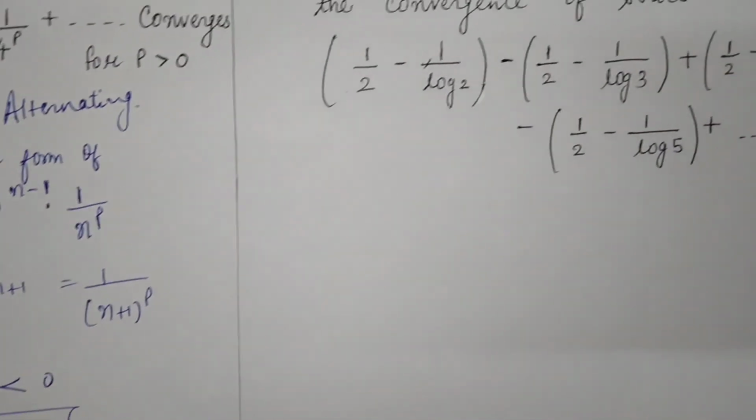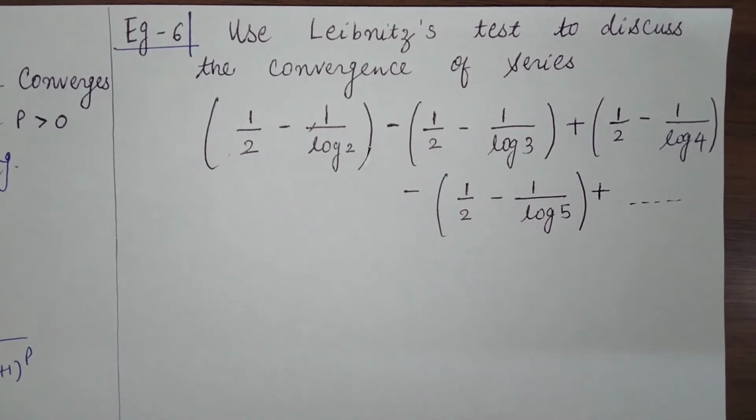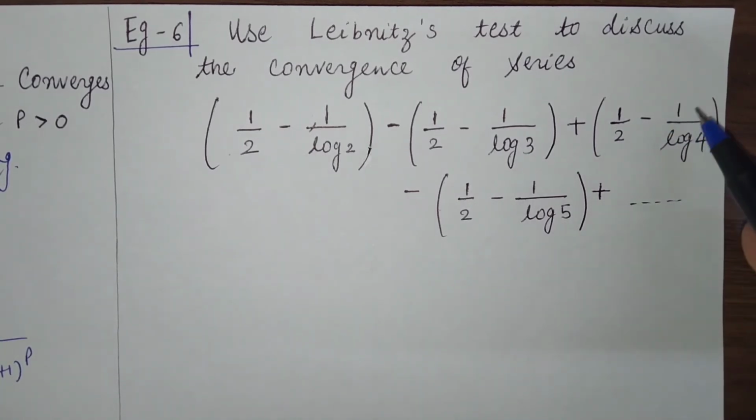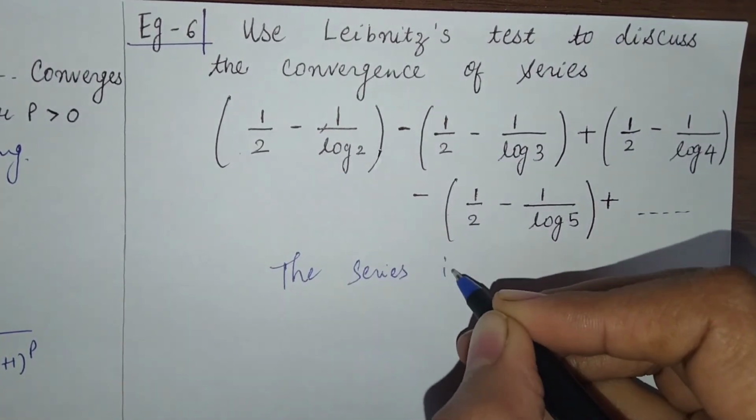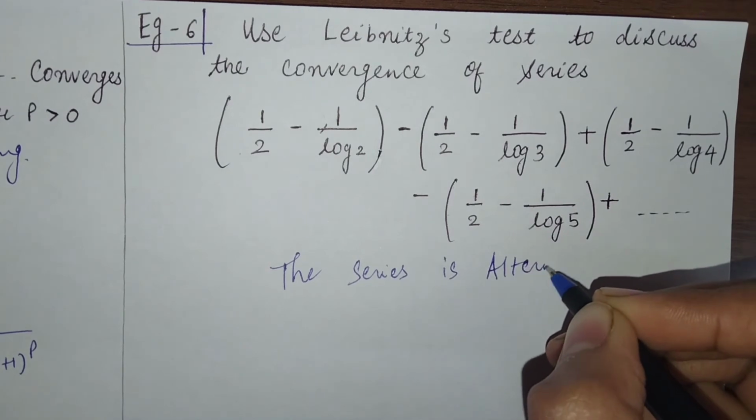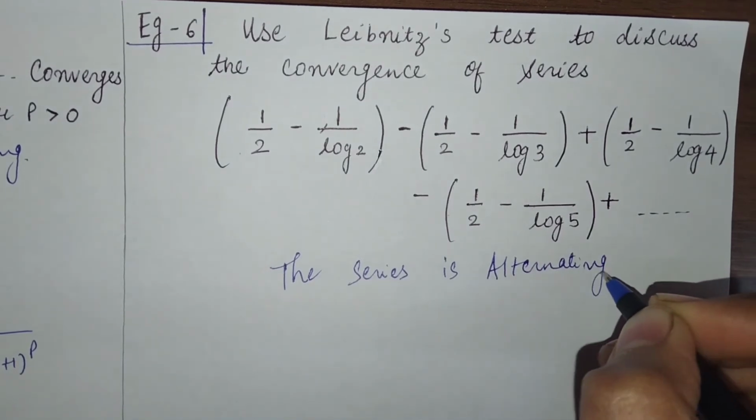So now next example. Use Leibniz's test to discuss the convergence of the given series: 1 by 2 minus 1 by log 2, minus 1 by 2 minus 1 by log 3, plus 1 by 2 minus 1 by log 4, and so on. So again we can say that the given series is alternating. So we have to write the series is alternating. So here we can apply Leibniz's test.